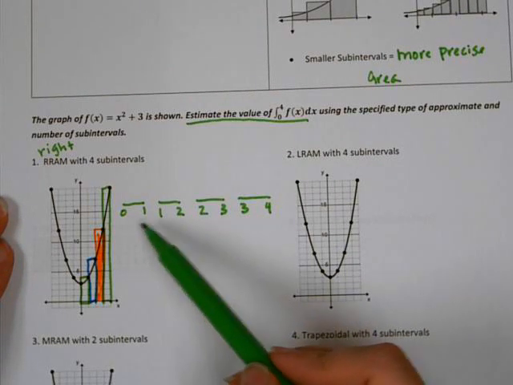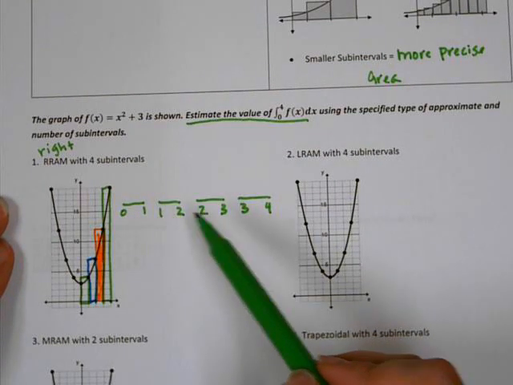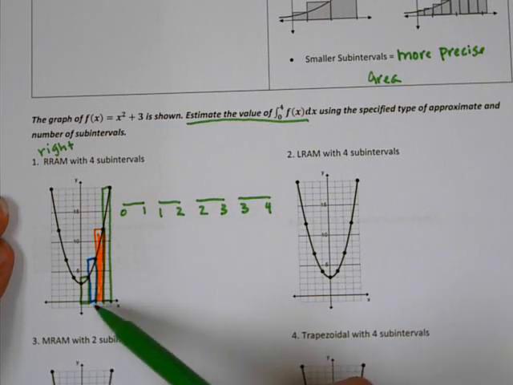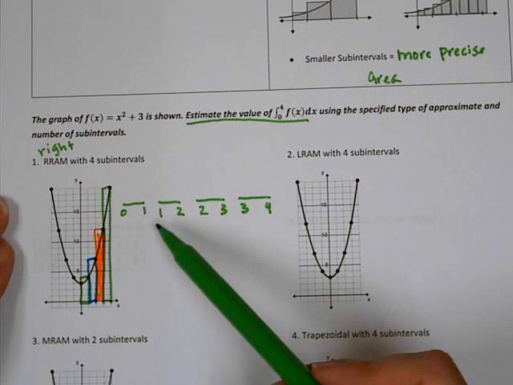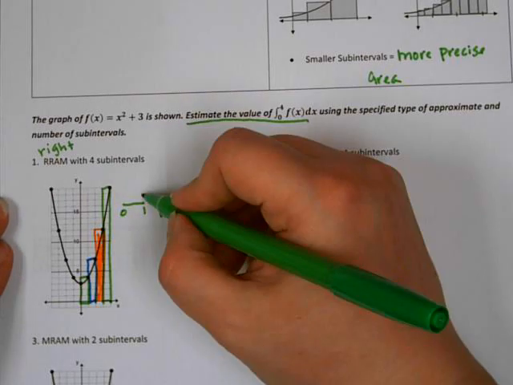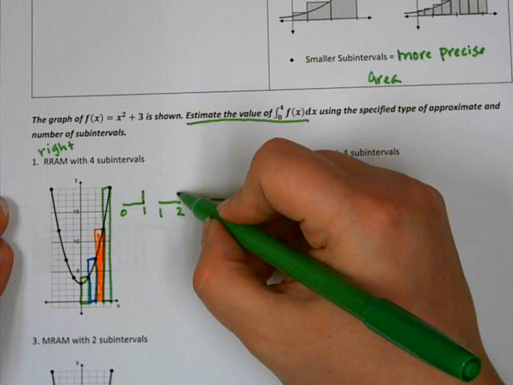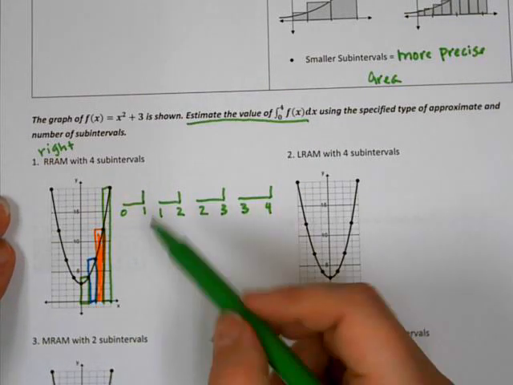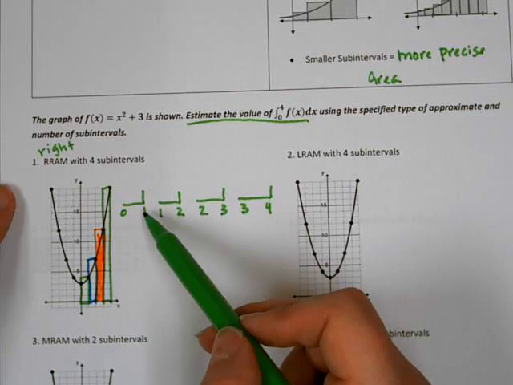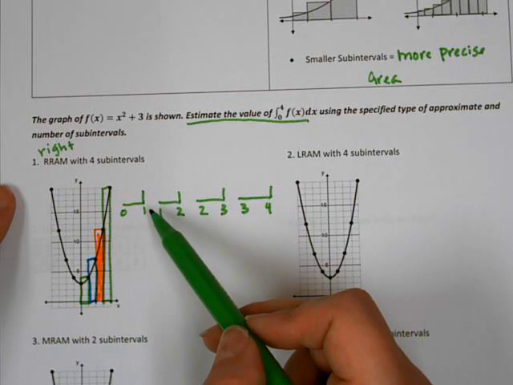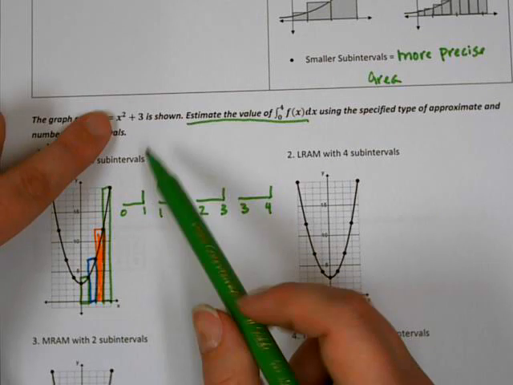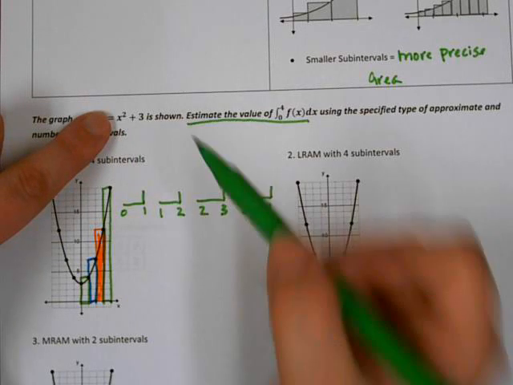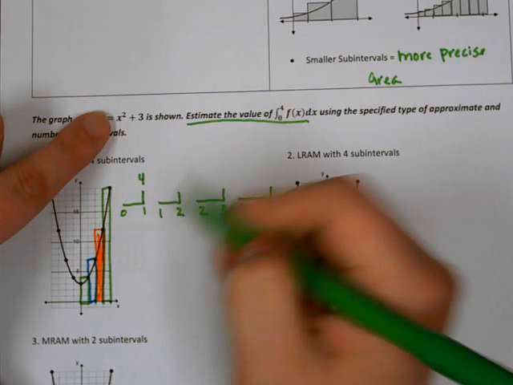So back to our subintervals here, 0 to 1, 1 to 2, 2 to 3, and 3 to 4. They're all equal subintervals. So all of these rectangles have a base of 1. And then we need to find the heights. Since this is a right estimation, we're going to find the heights of the right endpoints. Okay, so from 0 to 1, we want 1 as our right endpoint, and so we need the height at 1. So we can either plug it into our function here, or we could look at the graph. But 1 squared is 1, plus 3 gives us 4.